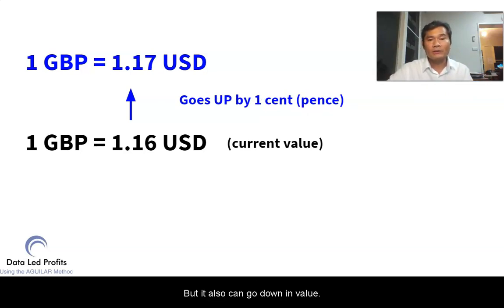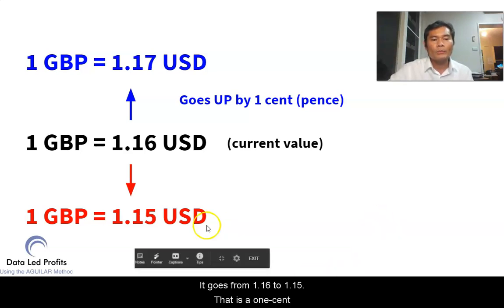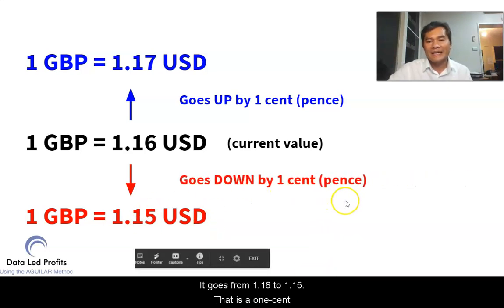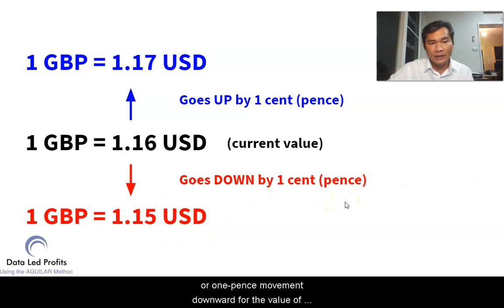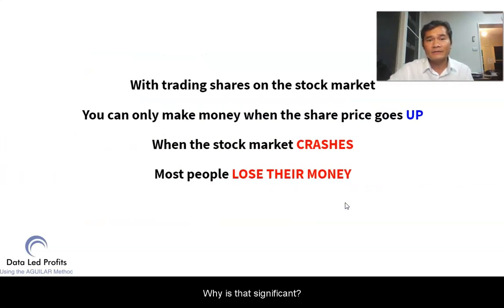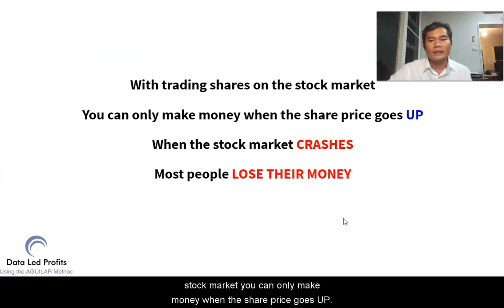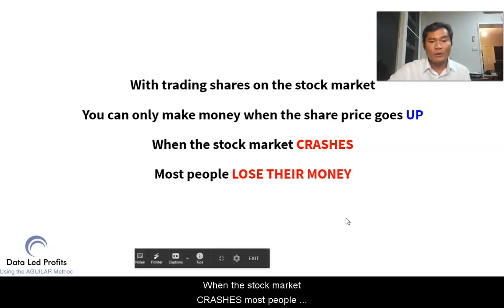But it also can go down in value. Let's say it goes down to 1.15 USD. The value of GBP drops to 1.15 USD. So it goes from 1.16 to 1.15. That is a 1 cent or 1 pence movement downwards for the value of GBP. So as you can see, the value of GBP can go up or come down. Why is that significant? Well, with trading shares on the stock market, you can only make money when the share price goes up. When the stock market crashes, most people lose their money.